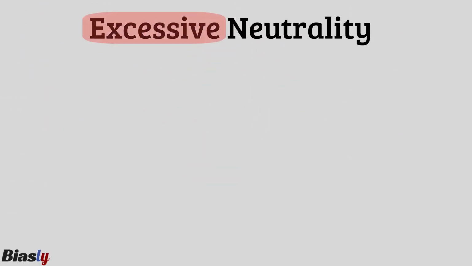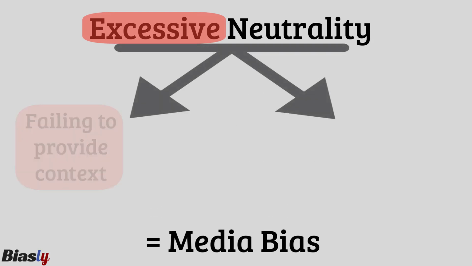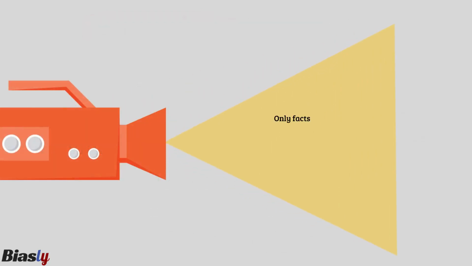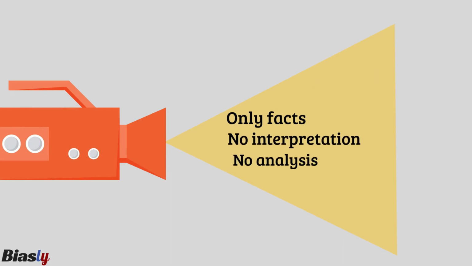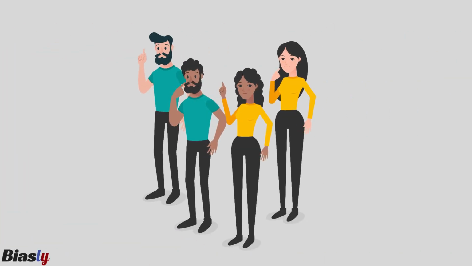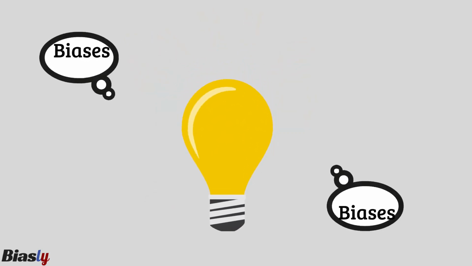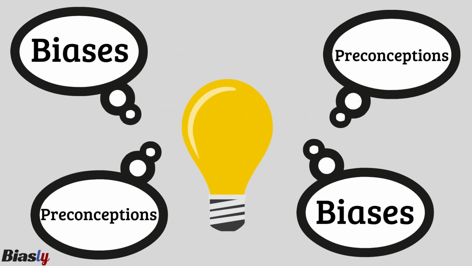Another way that excessive neutrality can lead to bias is by failing to provide context or analysis of an issue. By presenting only the facts without any interpretation or analysis, news organizations can leave the audience to draw their own conclusions, which can be influenced by their own biases and preconceptions.